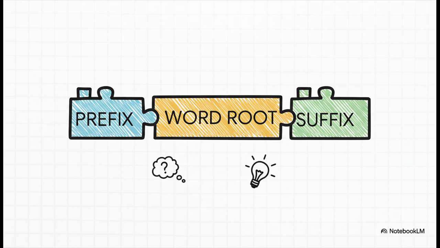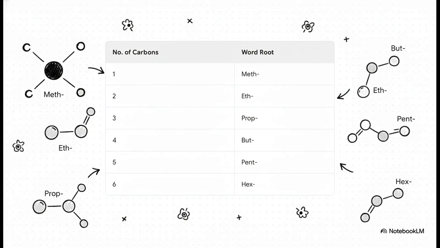Almost every name has 3 parts. A prefix, which tells us about any side branches, a word root, which tells us how many carbons are in the main chain, and a suffix, which tells us what family the molecule belongs to. That's it. Now that middle part, the word root, is the most important starting point. It's based on the number of carbons in the longest chain. 1 carbon is meth, 2 is eth, 3 is prop, and so on. You have to memorize this little table. Okay, beta, it's your cheat sheet for naming everything.